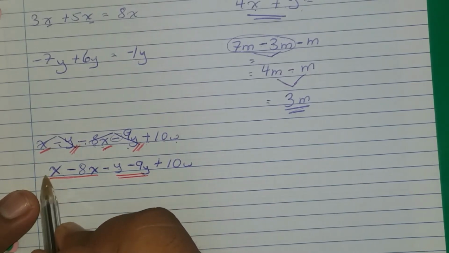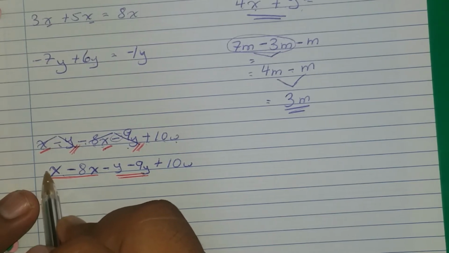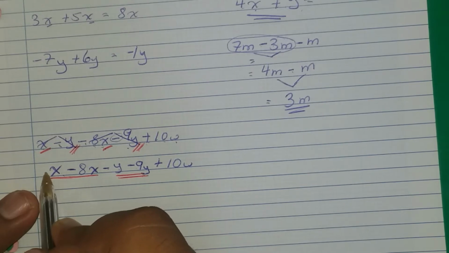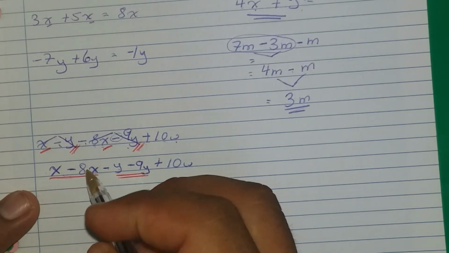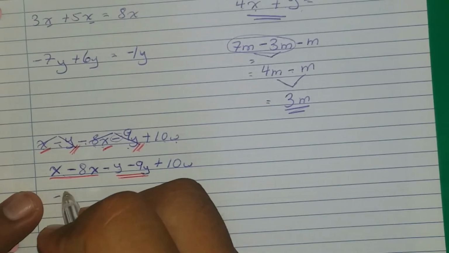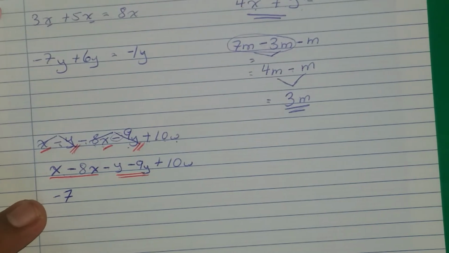what do we have in front of the x? If there's nothing, what number do we put here? It is always going to be a 1. So that's going to be 1 minus 8. 1 minus 8 gives me negative 7. Right? 1 minus 8 gives me negative 7.